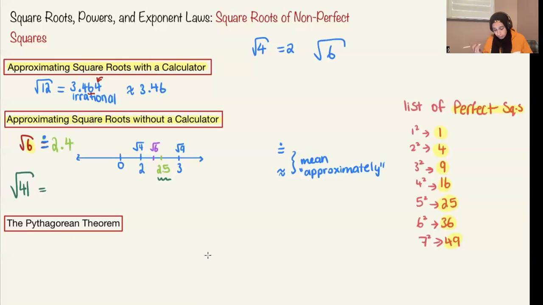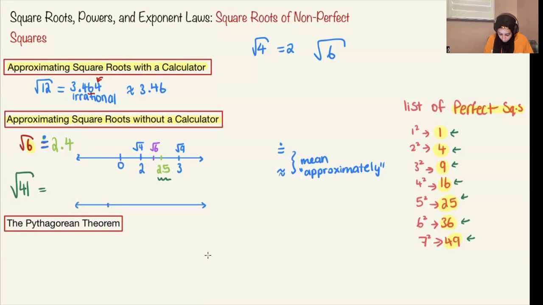And so I think of my perfect squares. It's clearly not any of these. Nope, nope, nope. But it looks like 41 sits between 36 and 49. And so I'm going to draw my number line again. You don't have to draw the number line if you can visualize it, but I like drawing the number line because it's just easier to visualize.